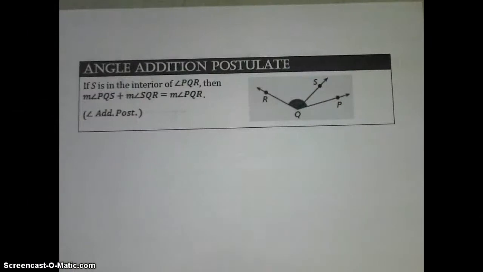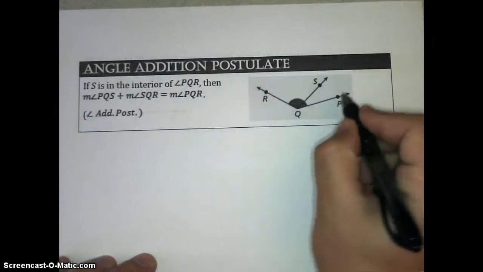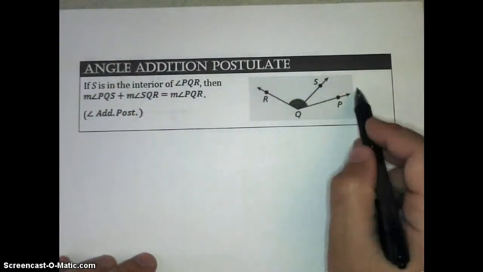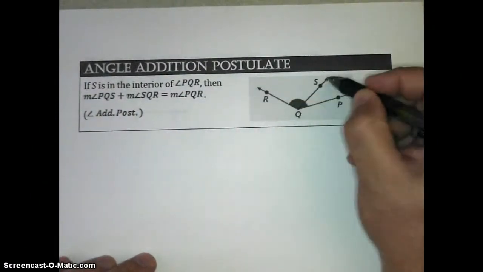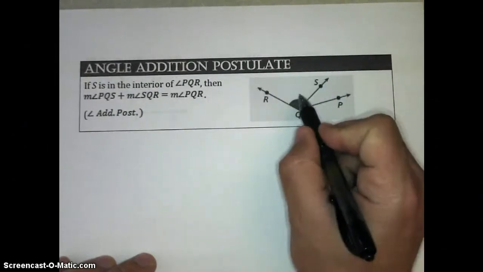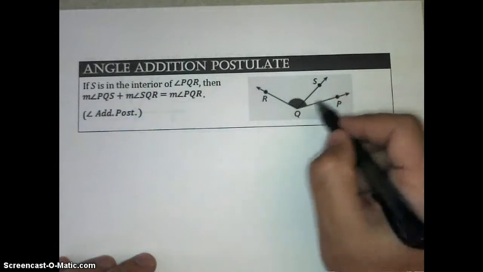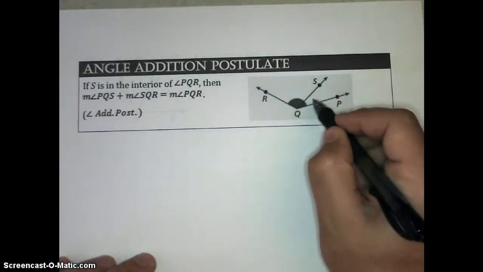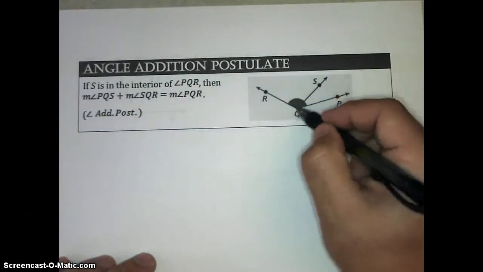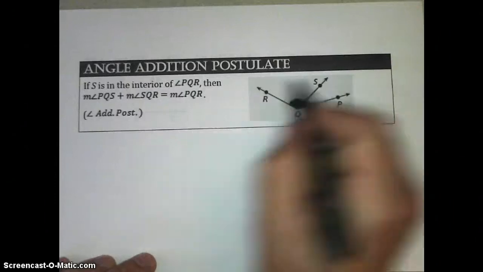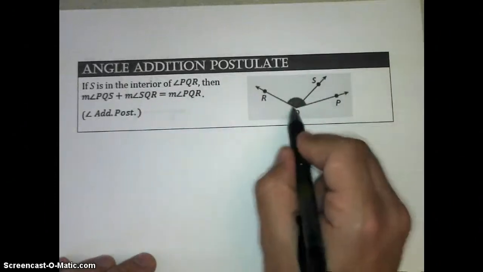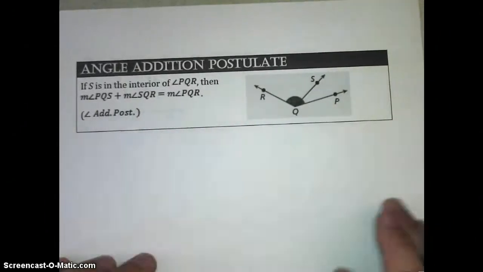Alright, now we have something else called the angle addition postulate. You might remember us talking about the segment addition postulate. If I have S that's in the interior of an angle, the ray connecting the vertex to that point in the interior creates two other angles whose measures should add up to the entire measure. So the measure of angle PQS plus the measure of angle SQR, if I add these two values, I should get the measure of angle PQR, the whole thing. This is called the angle addition postulate.